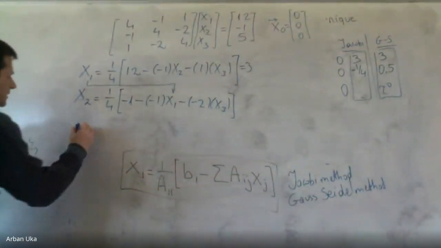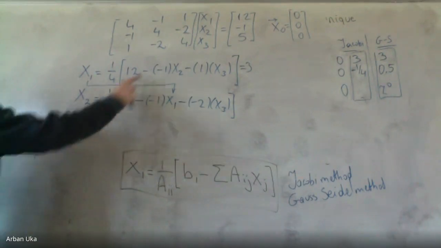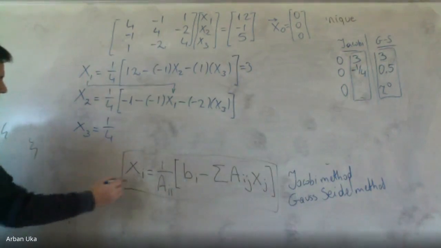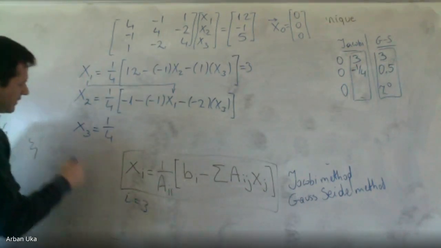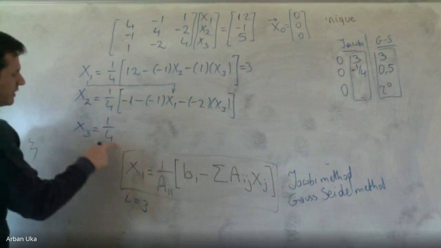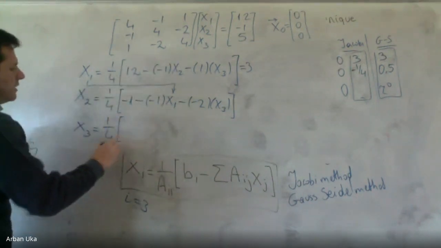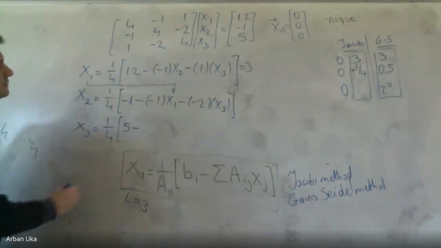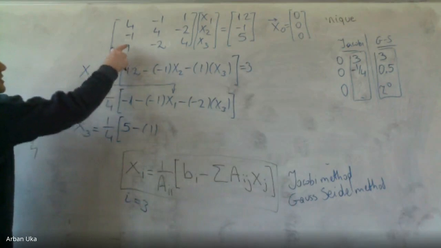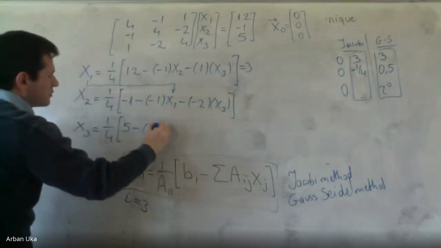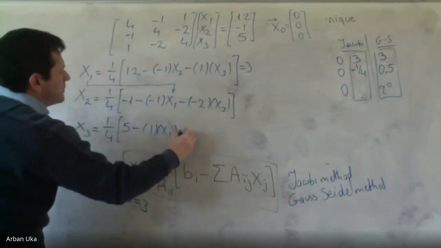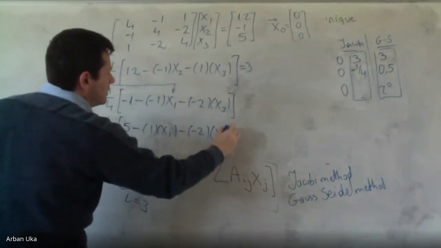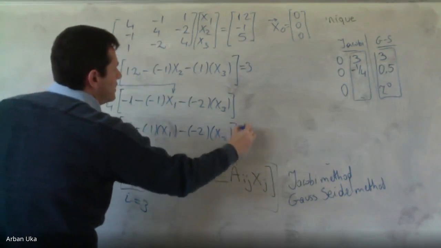Now, x3 would be equal to 1 over 4 again, because this is the A. So when i is 3, this means that x3 is equal to 1 over A33, which is 1 over 4. Bi, what is B3? B3 is 5 minus 1. Imagine that we will take this term to the other side. Minus 1 times x1 minus 2, which is this coefficient, times x2.